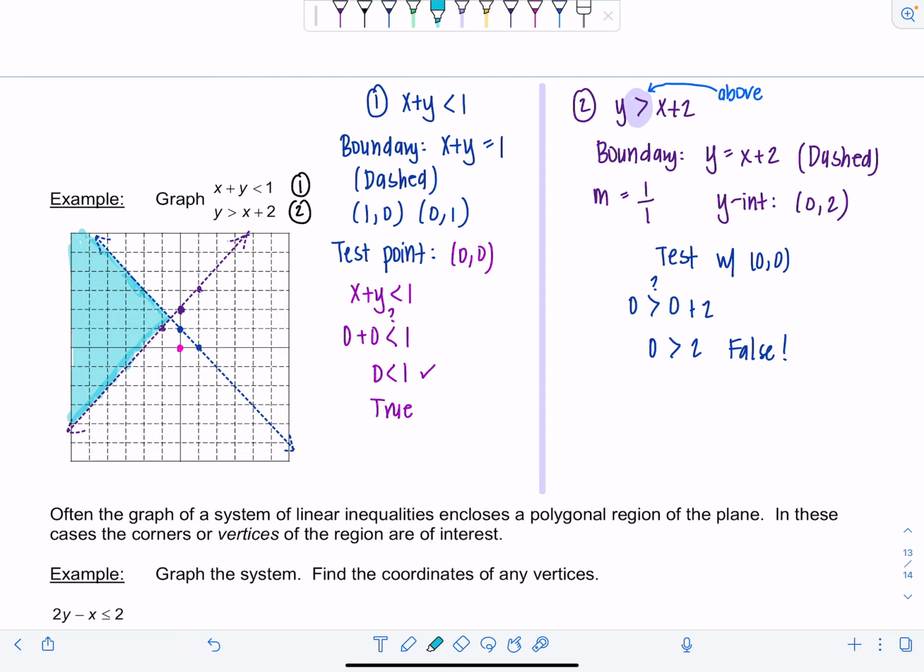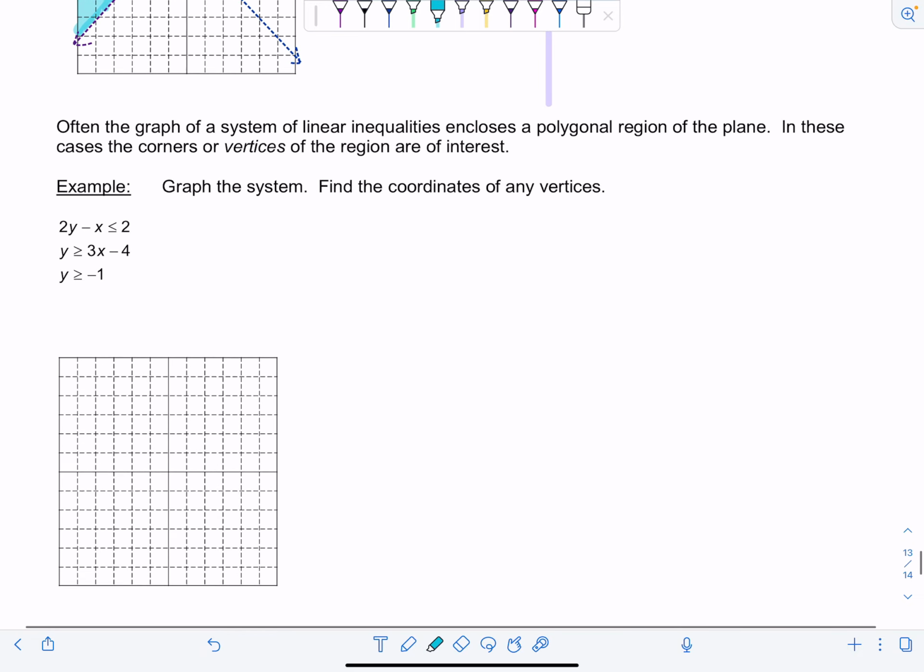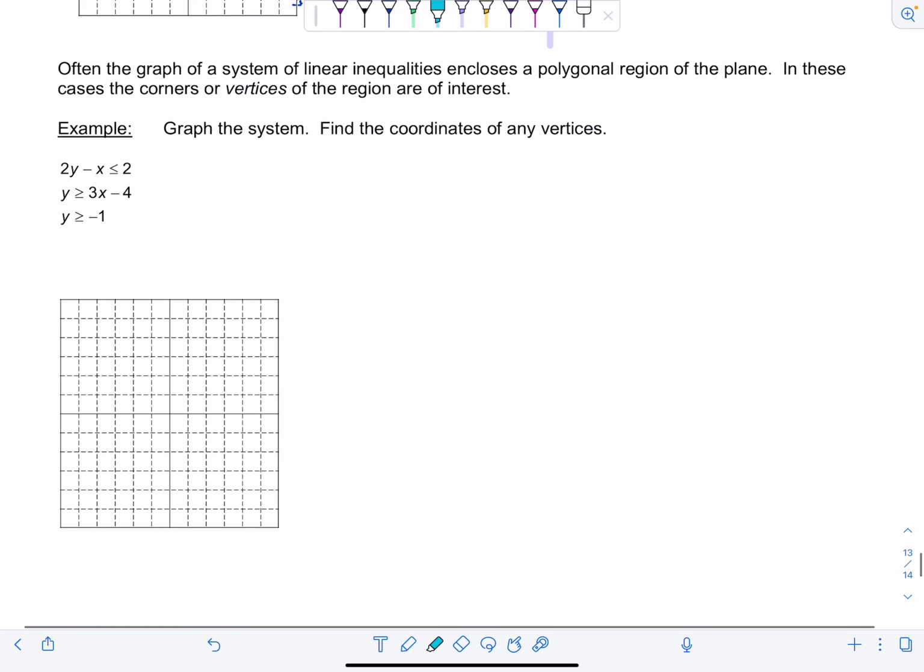Now, last example, the graph of a system of linear inequalities can enclose a polygon, a region of the plane, and form a shape. And in these cases, the corners or vertices of the region are of interest. And later on, if you study more mathematics, you might learn about linear programming. And these vertices are important. So we're going to graph the following system and then find the coordinates of any vertices. The boundary lines are going to enclose a polygon, a region in the plane.